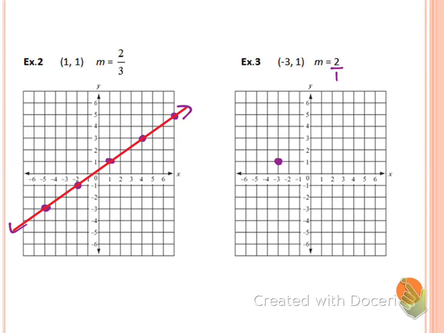So I can do that several times to get a bunch of points. But if I did not go up 2 and right 1, I could go down 2 and left 1. And we would still be on the same line. Like I said, you don't necessarily need to have all of these points. You need to have a minimum of 3 when you do them. And we graph our line and put our arrows on it.